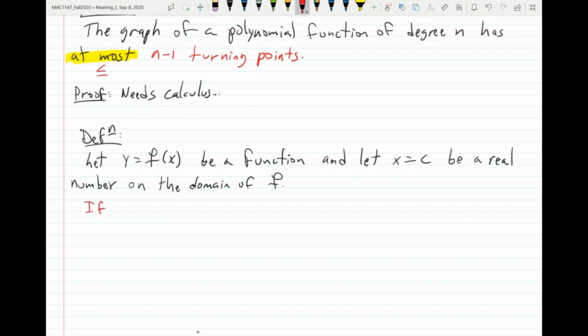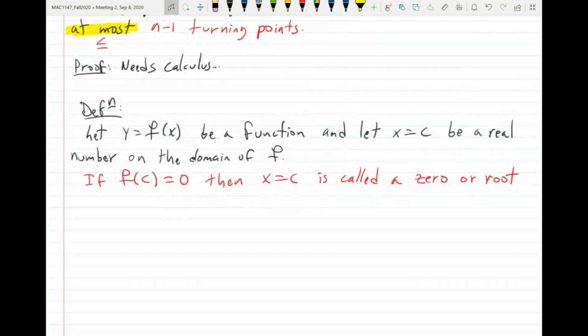Then if f of c equals 0, in other words, if when you plug in this number you get 0, then x equals c is called a zero or root of f. Sometimes we also use the word solution of f. So, a zero or root of f.